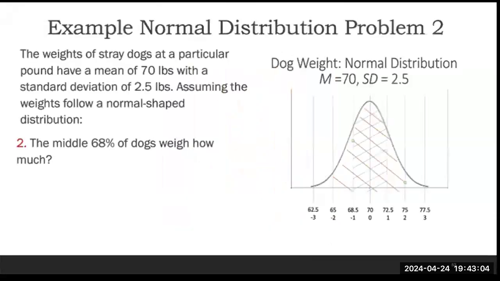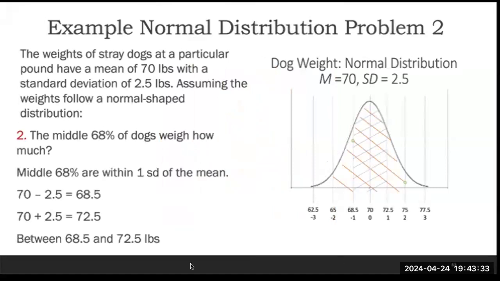Okay. Here's another question I could ask. Same thing. This is what I do, I have a problem and I'll just do variations of it. Same thing, mean of 70 pounds, standard deviation of 2.5. The middle 68% of dogs weigh how much? So if you drew that, you'll know. This is testing your understanding. 68%, remember, that's within 1 standard deviation of the mean.